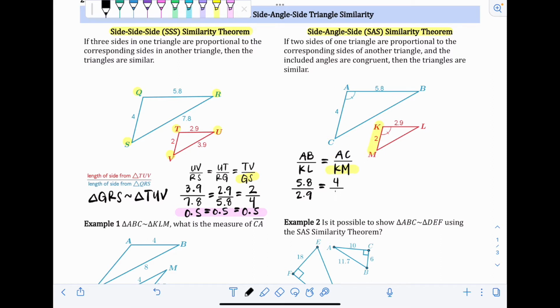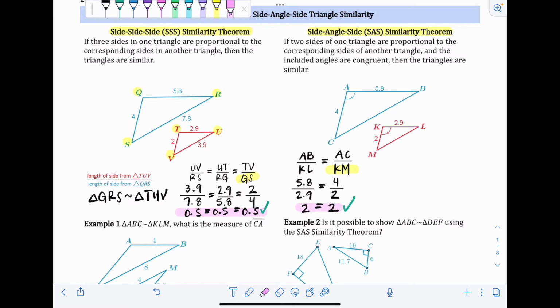And then now we can just simplify each of these ratios. 5.8 divided by 2.9 is 2, and then 4 divided by 2 is also 2. So that just confirms that the sides are proportional because their ratios were equal. If you got to the point where they weren't equal, then you would say that they're not proportional, but they end up being equal, just like in the first kind of problem we went through.